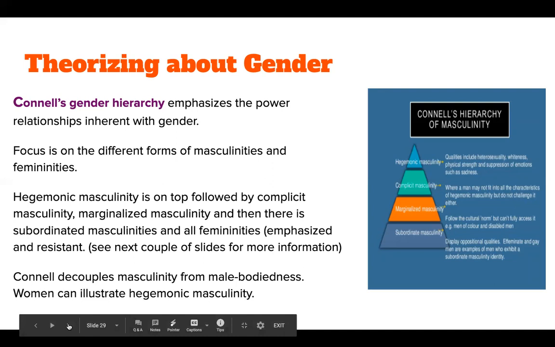And so I'm going to go to the next couple of slides to provide definitions of all these terms, and then I'll come back to make my final point about Connell.